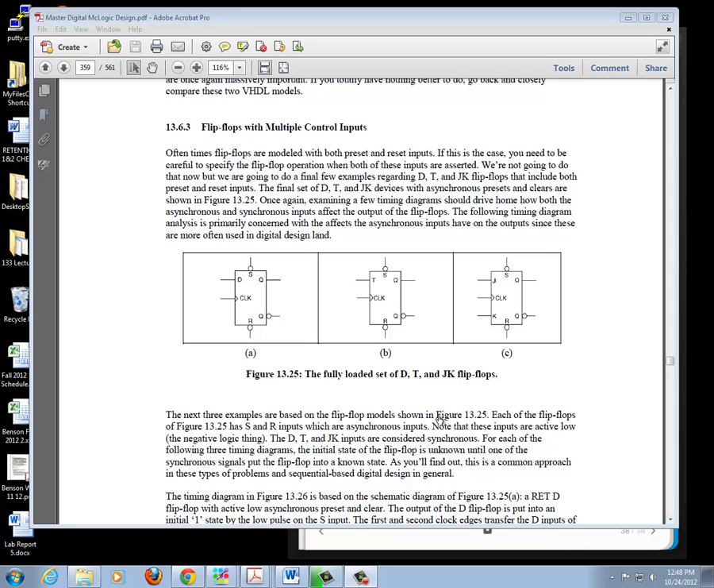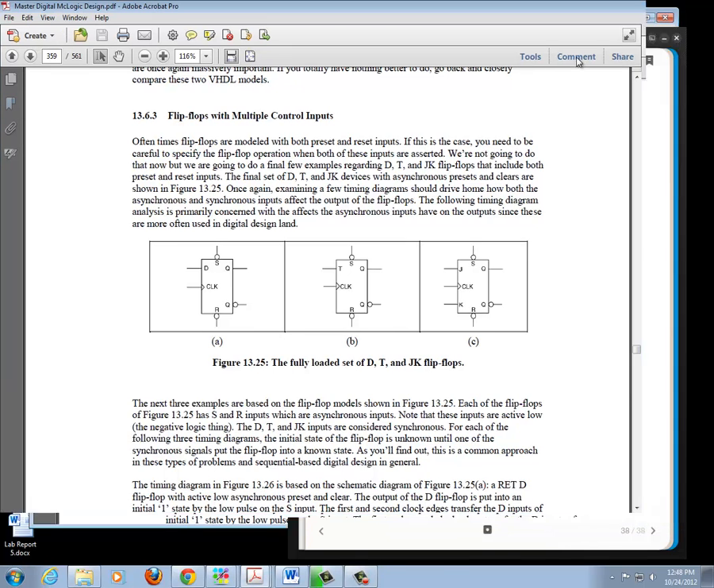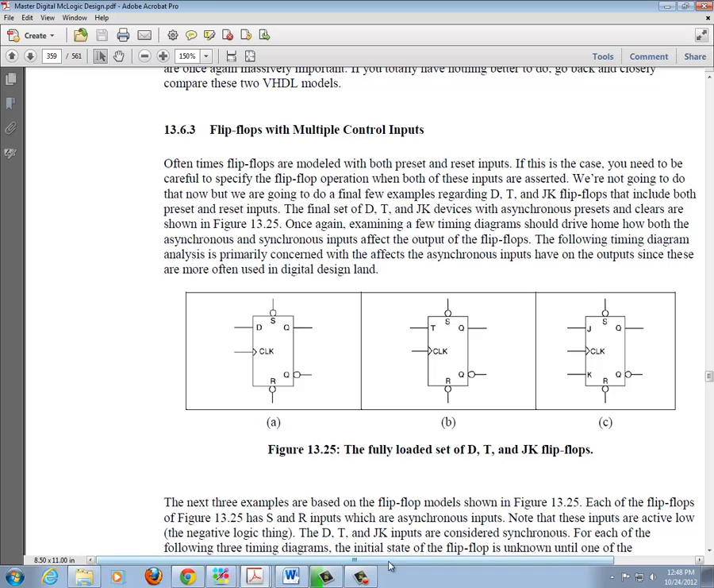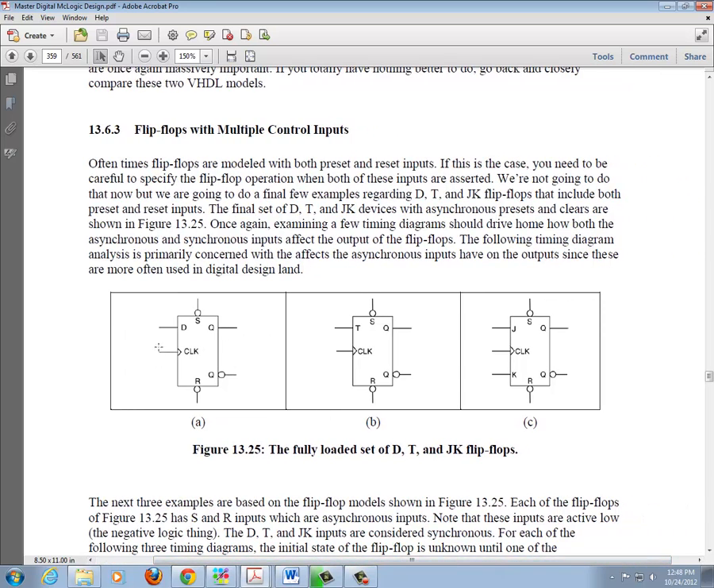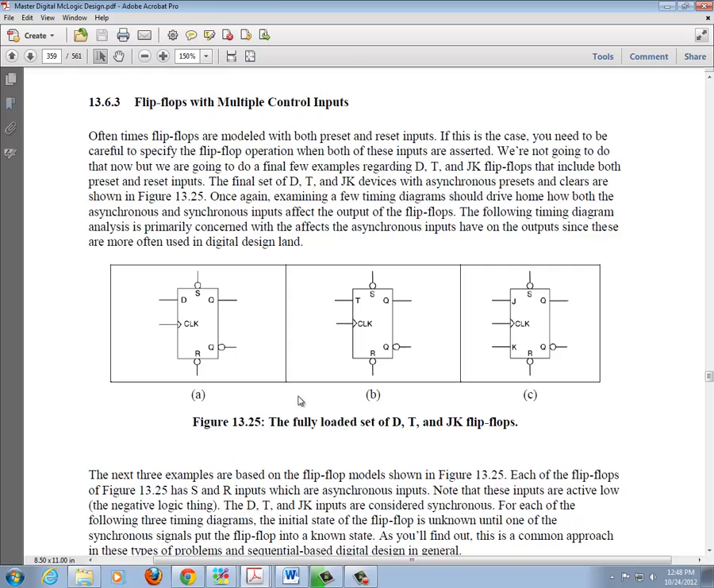So here you can see three black box models of the circuit. Of a D flip-flop, this is showing with an active low set and reset signal, T also with an active low set and reset signal, and JK with an active low set and reset signal. So let's see how these set and reset signals are going to affect our timing diagrams. Let's first consider them as being asynchronous, so that way they happen at any time, not aligned with the clock edge.